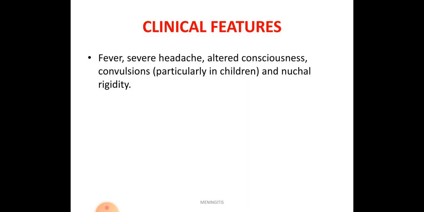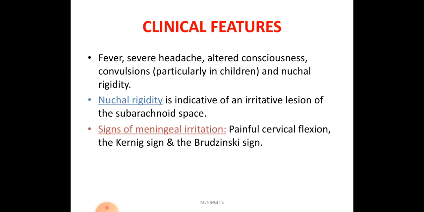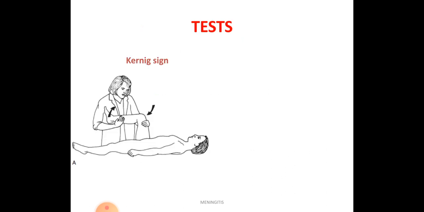Now, this is the list: fever, severe headache, altered consciousness. There will be convulsions, especially in children. Convulsions means seizures, and nuchal rigidity. Now, nuchal rigidity is indicative of what? It is indicative of irritative lesions inside the subarachnoid space. Now, there are a few signs of this meningeal irritation. As we discussed, nuchal rigidity, that is painful cervical flexion, as well as Kernig sign and Brudzinski sign.